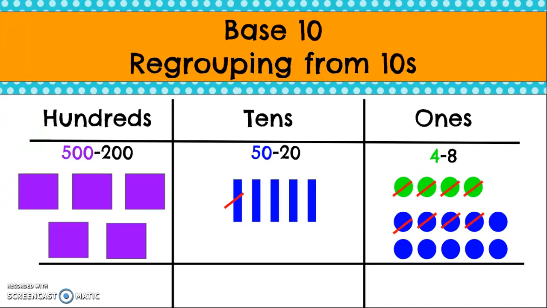So you're going to subtract your 8, leaving you with 6, and then subtract your 20, leaving you with 20, and then subtracting your 200 from your 500, leaving you with 300. Now with this one, students can draw it out, or they can write the numbers. But either way, as long as you give me the final answer, it will be okay.